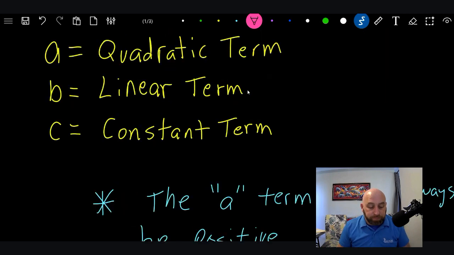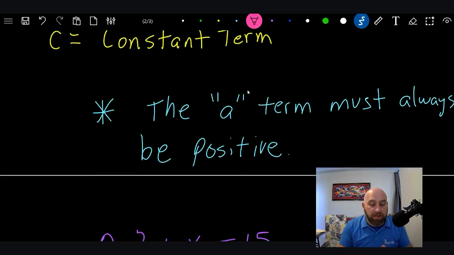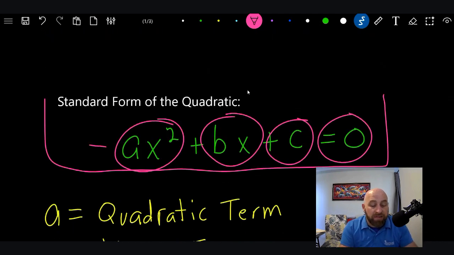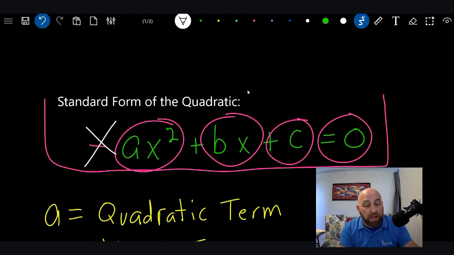All right. Notice what I have written here with this cute little star, asterisk. What does it say? The a term must always be positive. So this term out front, you could never have a negative out here. That will not work. We can't do that. What if there is a negative out front?